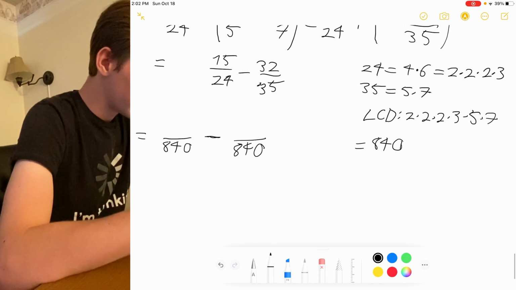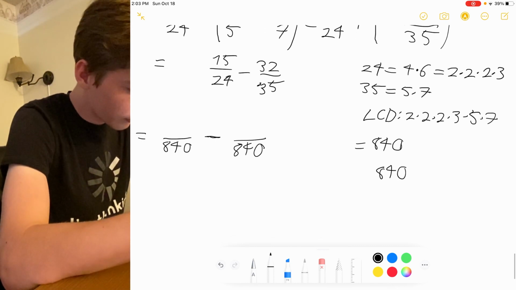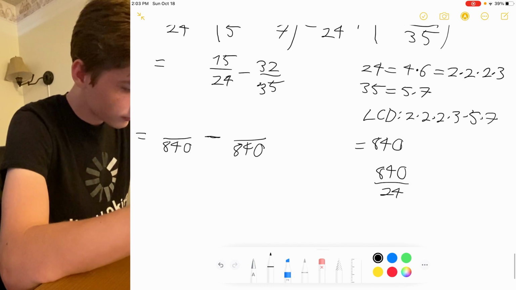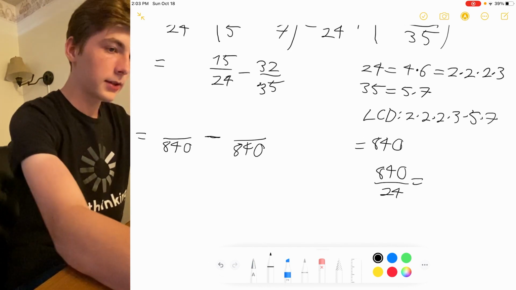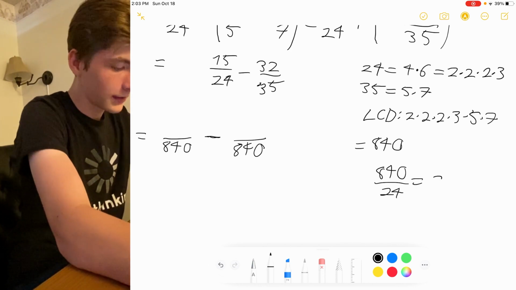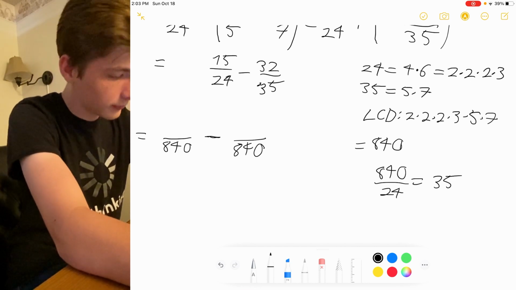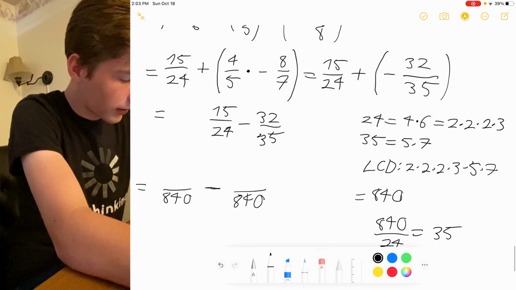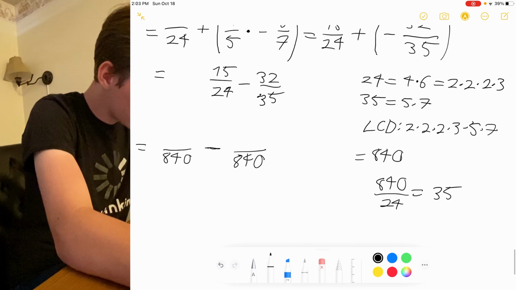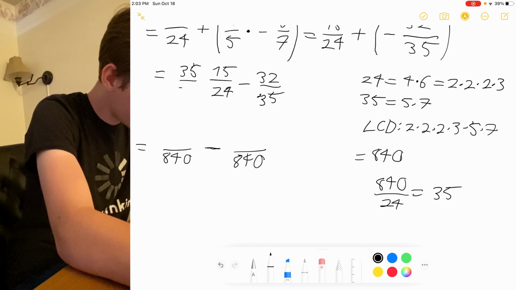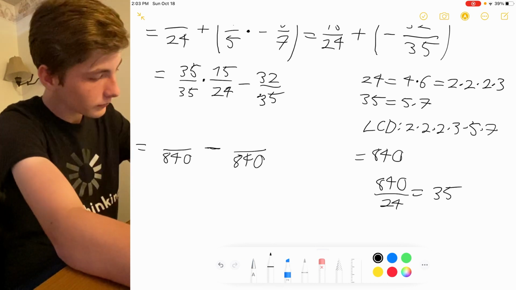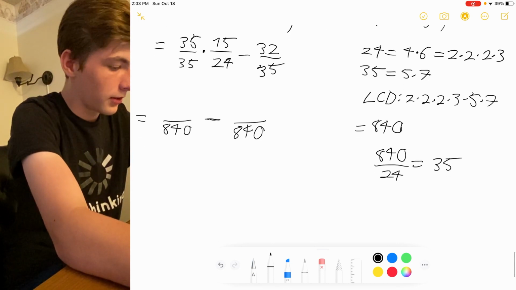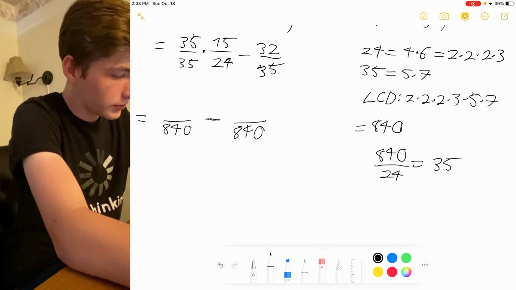What do we multiply 15/24 by? Well, okay, we take 840 divided by that denominator, 24. And that's going to equal 35, it turns out, right? And then up here, we're going to have 35/35 times that. Then we're going to do the same thing over here.